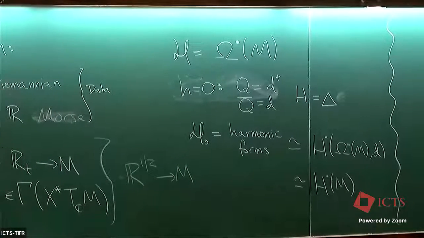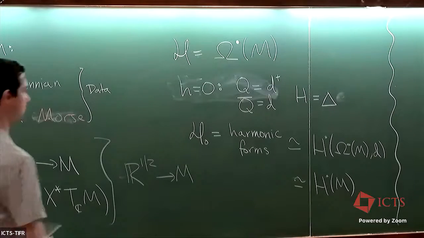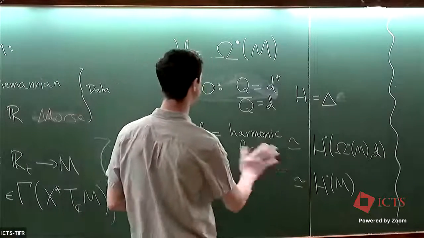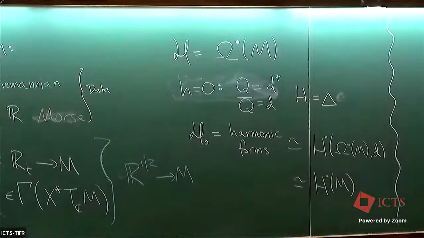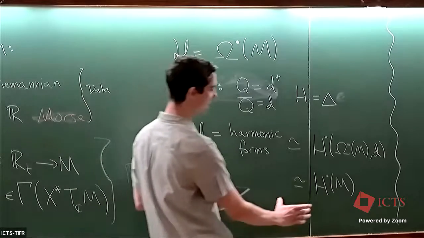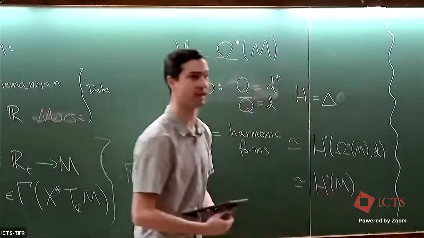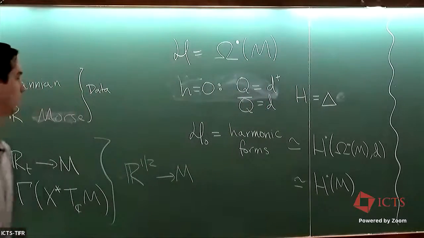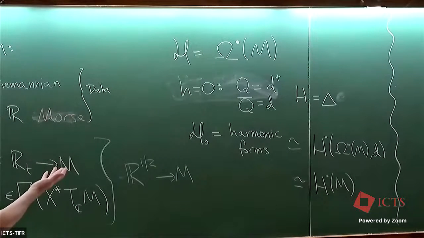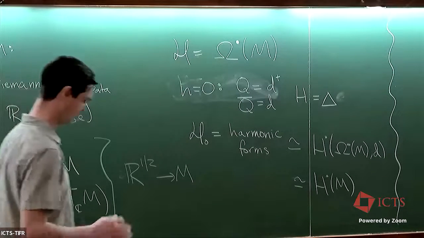And there were also various statements about deformation invariance, namely these supersymmetric ground states are very much independent of a lot of the data that goes into defining this thing. In particular, the metric G doesn't show up in the supersymmetric ground states. These supersymmetric ground states are in some sense topological on the target.